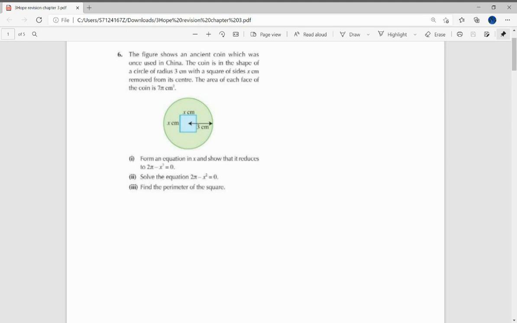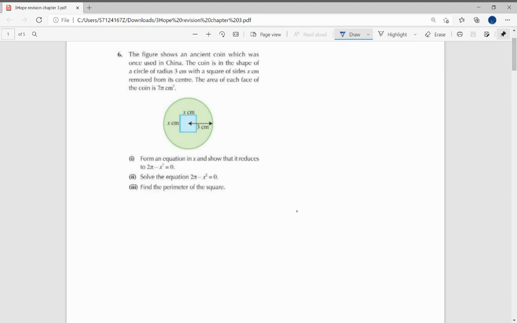The figure shows an ancient coin which was once used in China. The coin is shaped in a circle with a square of side x removed from the center. The area of each face of the coin is 7 pi. So you need to form an equation. Take the area of the circle minus the area of the square. That should be equal to 7 pi.